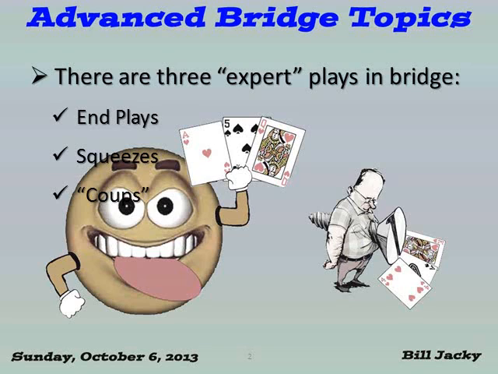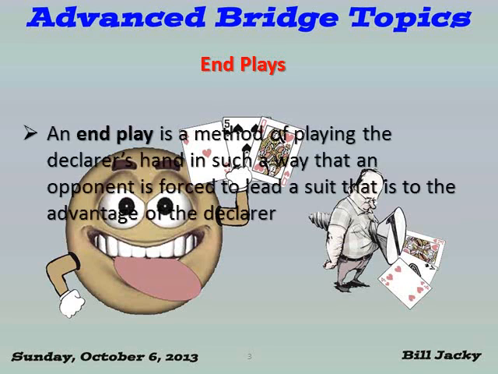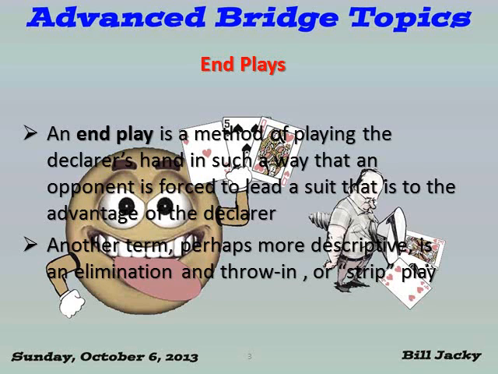So let's begin with the end play. What exactly is an end play? That's what we're going to be covering starting today. An end play is a method of playing the declarer's hand in such a way that an opponent is forced to lead a suit that is to the advantage of the declarer. Another term for this you may hear is an elimination play, or a throw-in play, or a strip play. That describes more exactly what happens, which you'll see as we begin the series today.